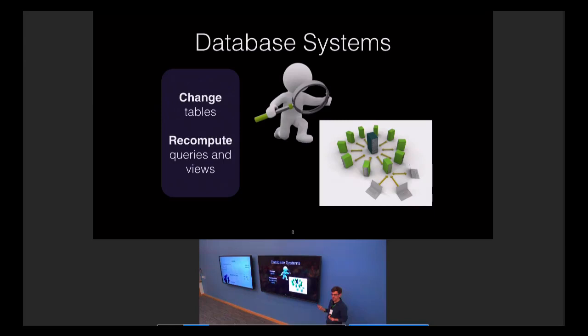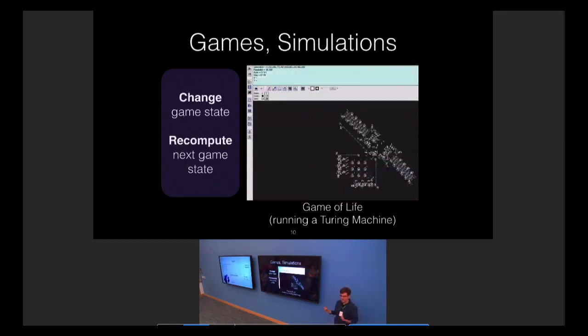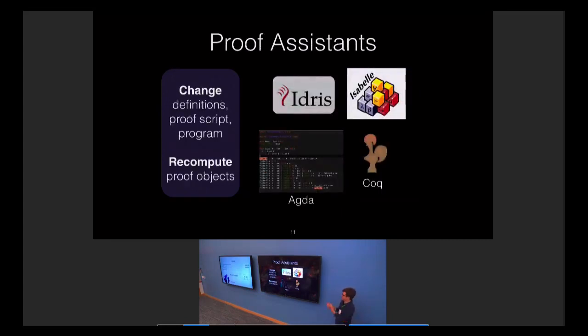Databases, they call it the view maintenance problem in databases. Web browsers are incredibly incremental. They're constantly re-rendering things as the DOM changes. And then there's games and simulations where you're rerunning various kinds of physical simulations or other kinds of simulations over and over again. Some of you may have seen proof assistants, where I'm interactively trying to prove things, and I'm changing definitions and changing my proof script. And I don't want to have to start from scratch every time I do that.